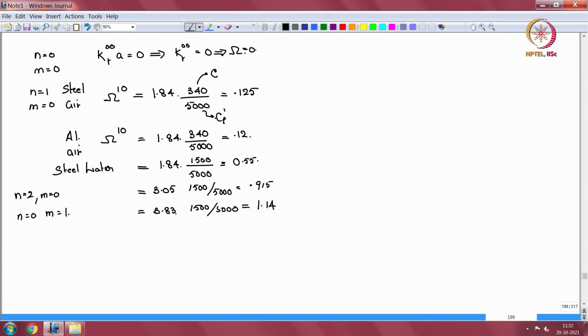Okay. Now circumferentially, how do these nm values appear? So if I have this circle, n0 and m0 looks like this. N1 m0, how does it look like? N equal to 1 denotes the nodal diameter.